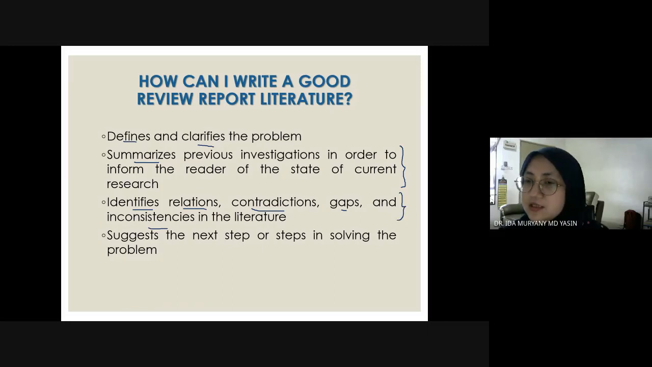So you kena study all these things. You kena baca, you kena analyse. Review report ni dia adalah satu analyse punya paper. You tak boleh baca, you tak boleh extract out, and then you tulis je tak. You kena study. Okay, and after that, after you dah tengok relationship between the study, contradiction, gaps dia, you kena suggest the next step dia, or steps in solving the problem. Okay, you mesti as a researcher juga, you kena fikir what is the good recommendation, what is the good suggestion untuk capai objektif you punya study.